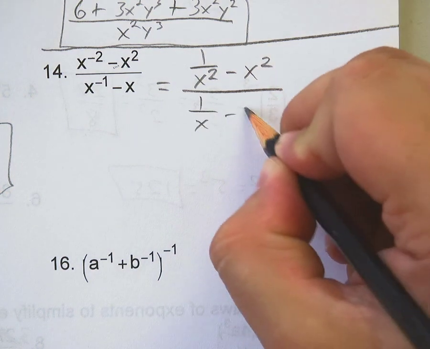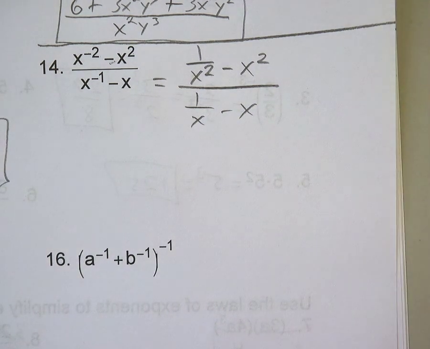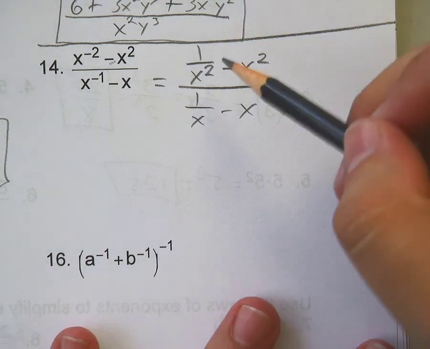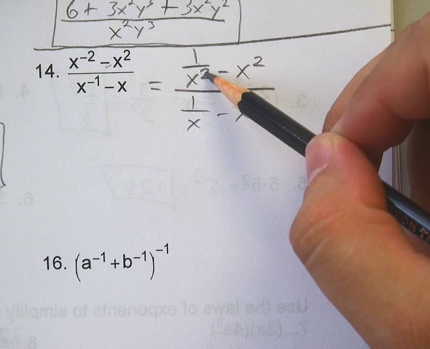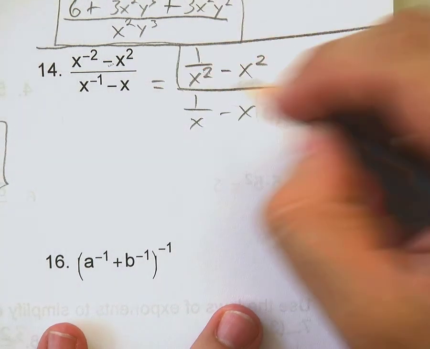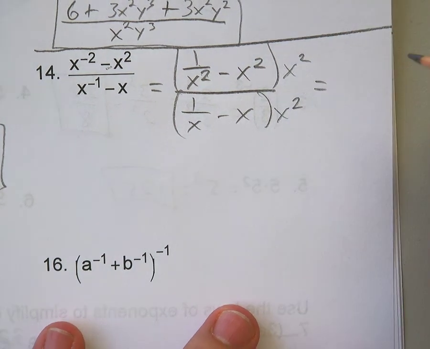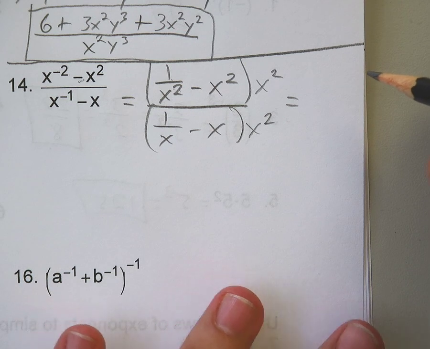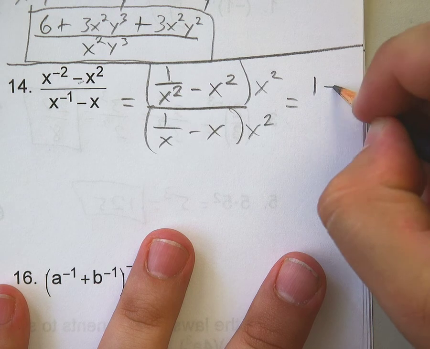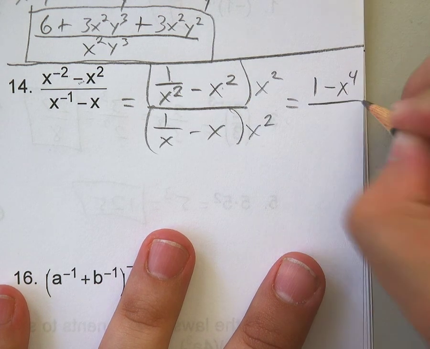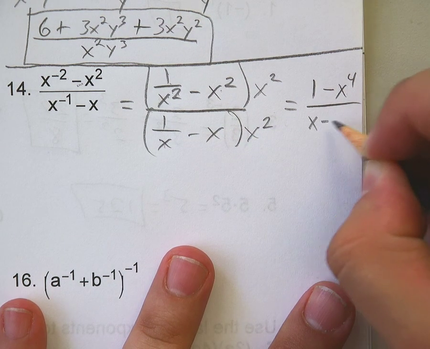1 over x squared minus x squared, over 1 over x minus x. And you know we can't leave complex fractions as complex fractions. I need to get rid of these denominators. So I'm going to multiply by the highest denominator I got, see what happens. X squared. Let's multiply the top and bottom by x squared. That's going to end up with x squared times 1 over x squared is 1 minus x to the 4th over x squared over x is x minus x to the 3rd.